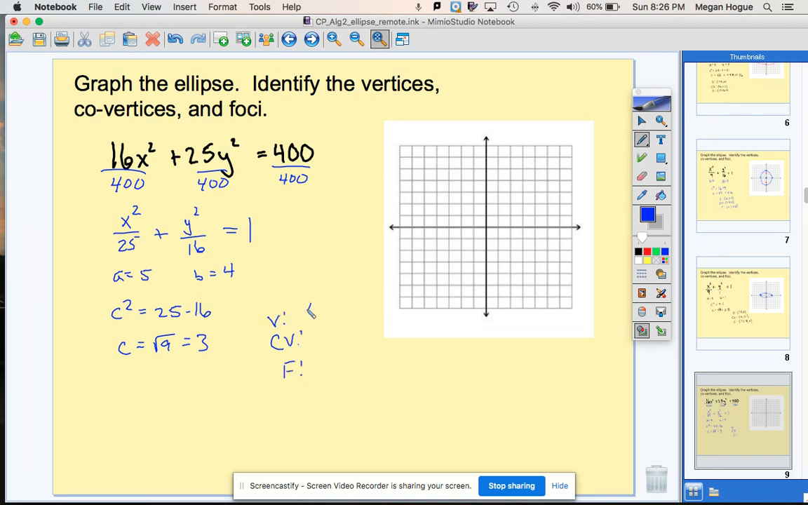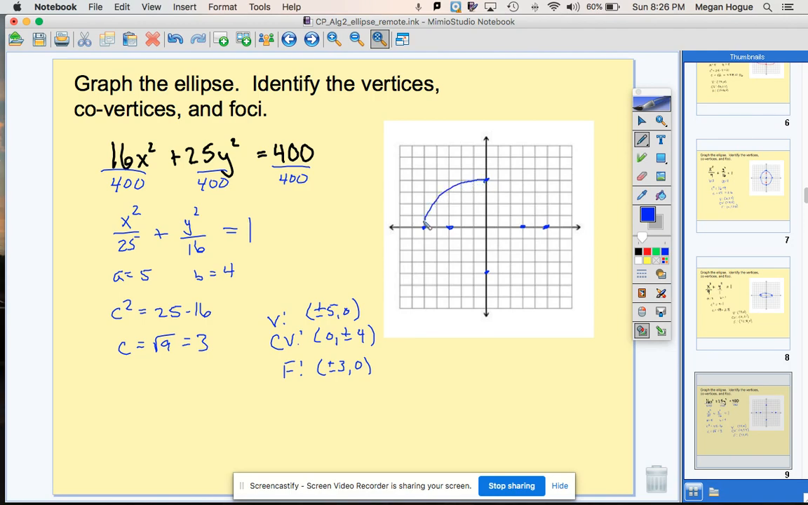Vertices, co-vertices, foci. You don't have to do it in that order, but I think it goes pretty nicely. Bigger number under the x, so plus or minus 5, 0. 0, plus or minus 4, plus or minus 3, 0. 1, 2, 3, 4, 5. 1, 2, 3, 4, 5. 1, 2, 3, 4. Foci. They're not as wide.